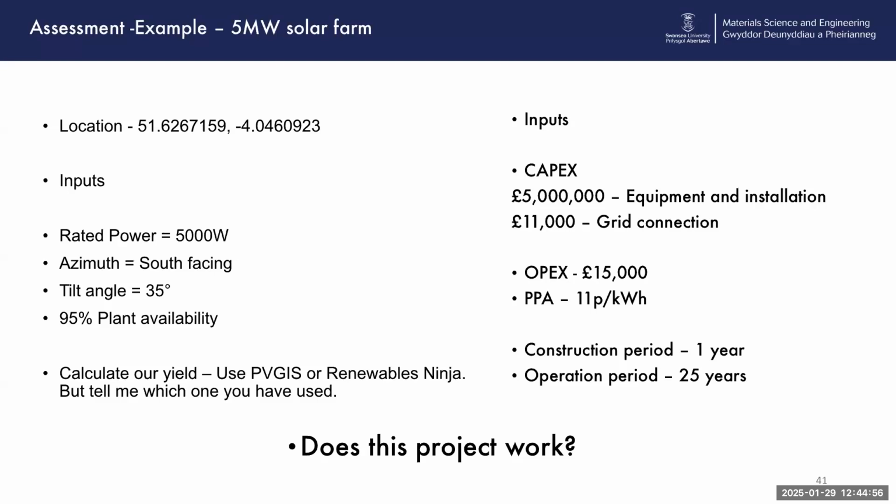I'm going to ask you to calculate the yield using PVGIS or Renewables Ninja. It doesn't matter. You can use other methods. I'm going to tell you that it's going to cost £5 million. I'm going to tell you that it's going to cost you £11,000 to get your grid connection, to get your asset on the grid. I'm going to tell you that it's going to cost you £15,000 a year to actually operate this thing, and you're going to have a PPA agreement of 11 pence per kilowatt hour with a company. Okay, it's going to take you 1 year to construct this project, and it's going to operate for 25 years.